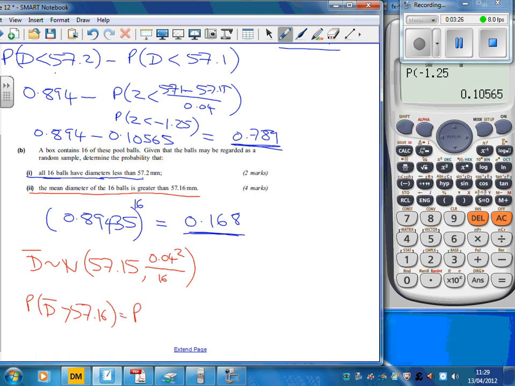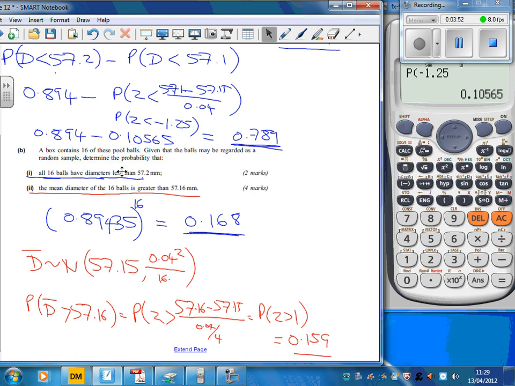57.16. So now just convert as usual, 57.16, take away the mean, divided by the standard deviation, which is the square root of that thing, and that figures out just to be 1. The probability that Z is bigger than 1 is 0.159.